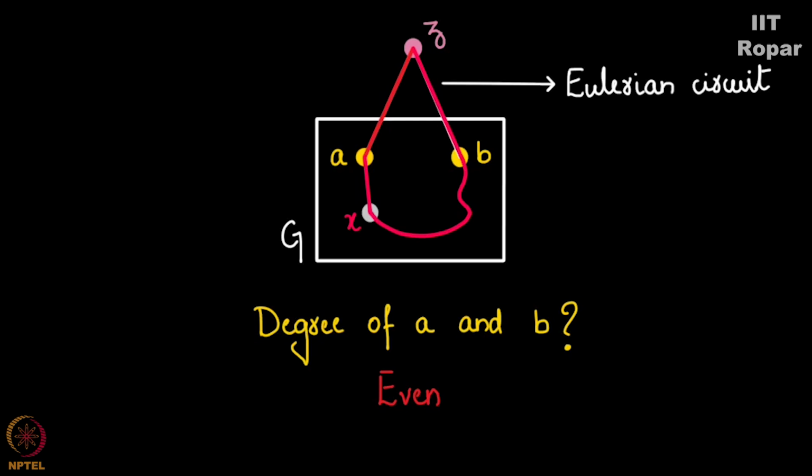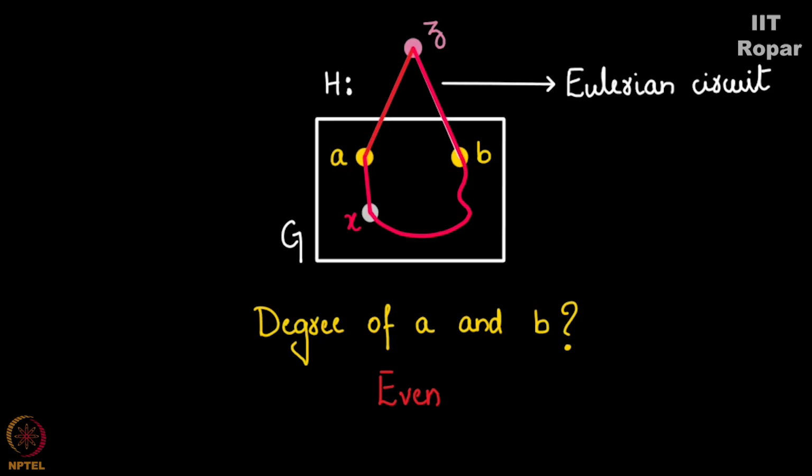But this is in the new graph which we had constructed. Let me call that H. H is the new graph which we have constructed using an extra vertex Z. So we have obtained an Eulerian circuit in the new graph H.